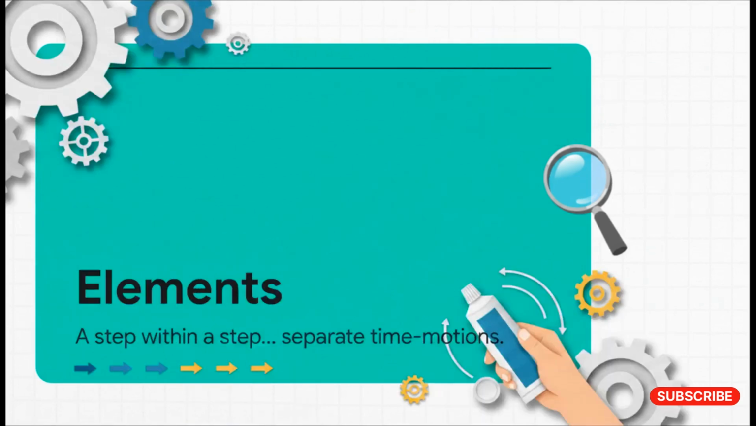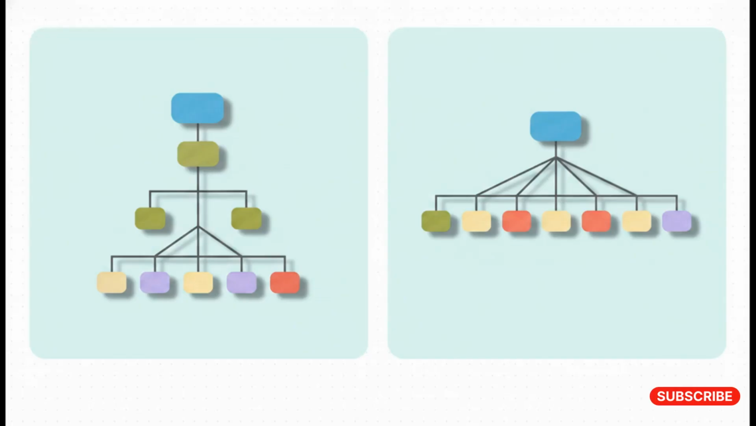And if we crank that zoom lens all the way into maximum magnification, we hit elements. An element is literally a step within a step. We're talking about the absolute atomic time motion levels of a subtask. For instance, the specific physical wrist rotation you use to unscrew the toothpaste cap. Now, you rarely go this deep unless you're conducting a highly technical ergonomics study, but it's there. So how do we unpack all these tasks?